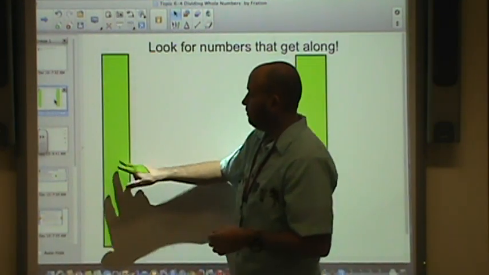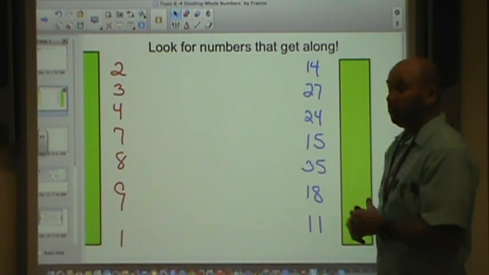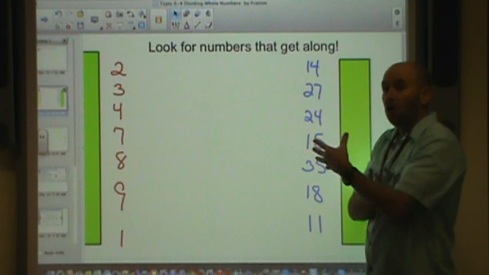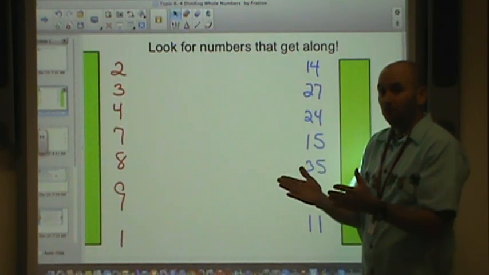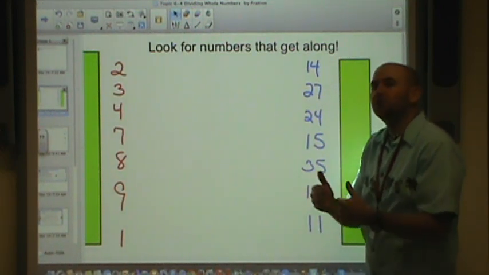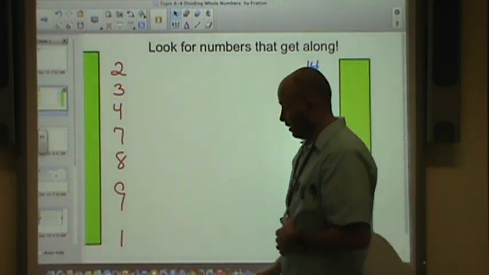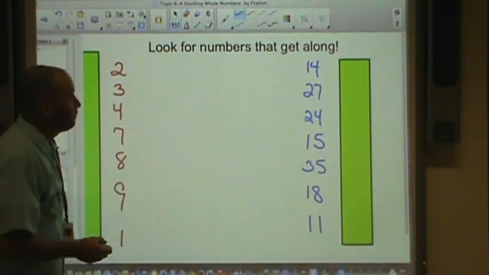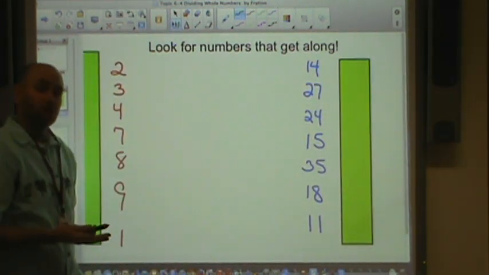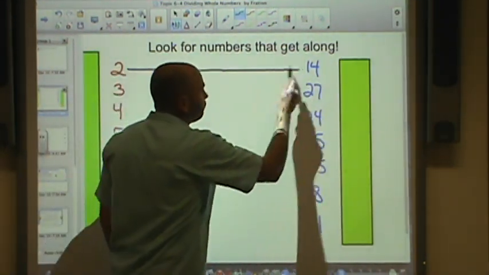For example, if I were to show you this list of numbers and this list of numbers, you would immediately begin to say to yourself, well, certain numbers get along, or certain numbers are compatible. They share certain arrangements. For example, you could say, some of these numbers over here are even numbers. So that means that 2 is going to get along with 14.